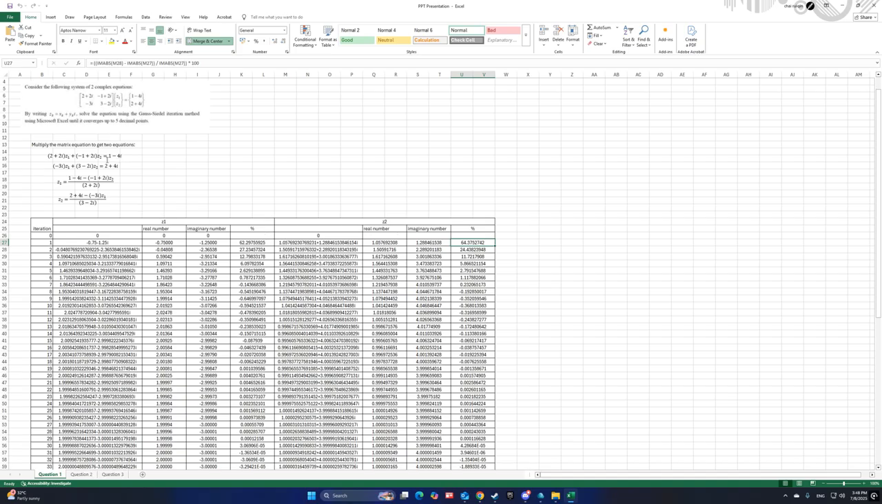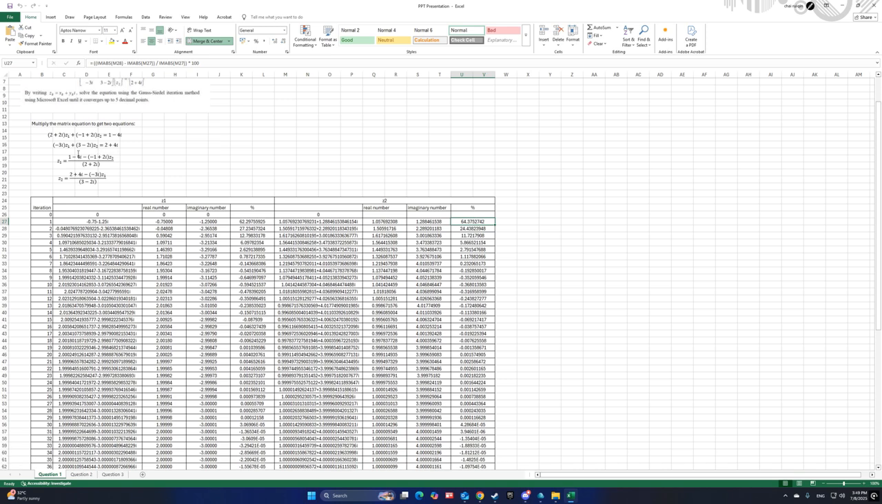At first we need to apply the matrix form to these two equations. So we can get (2 plus 2i) z1 plus (negative 1 plus 2i) z2 equal to 1 minus 4i. The second one is negative 3i z1 plus (3 minus 2i) z2 equal to 2 plus 4i. At the end we will obtain z1 and z2.